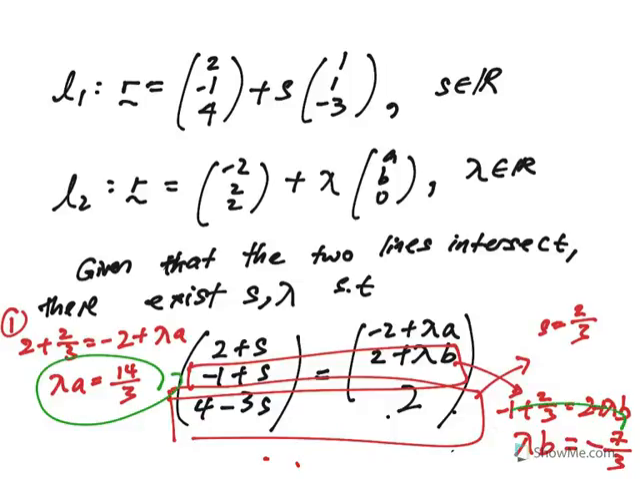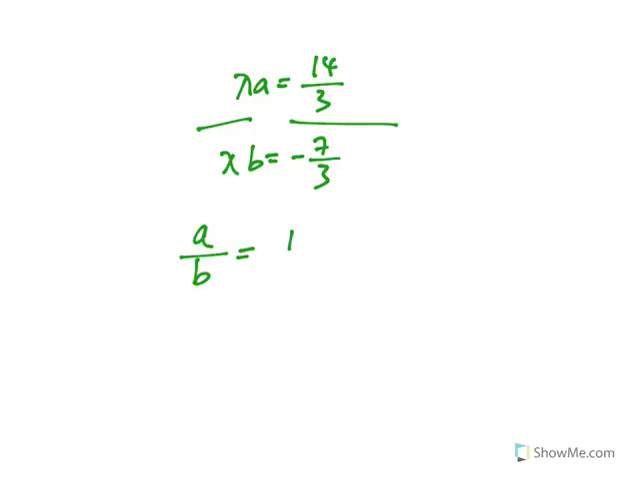So what can you show? Very good. Lambda A is 14 over 3, lambda B is negative 7 over 3. Just divide them by each other. You get A over B equals 14 over negative 7, so A equals negative 2B.